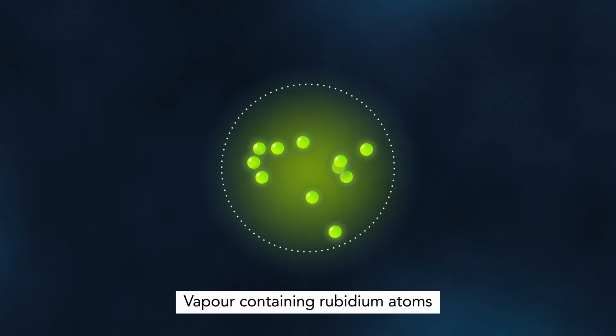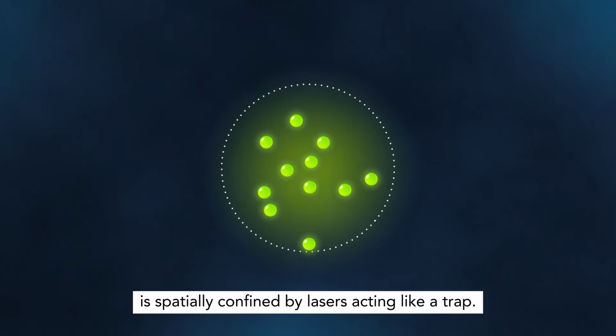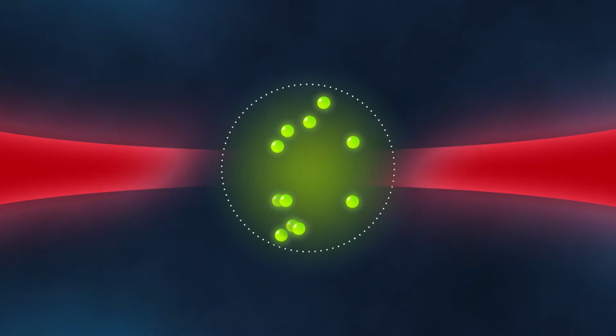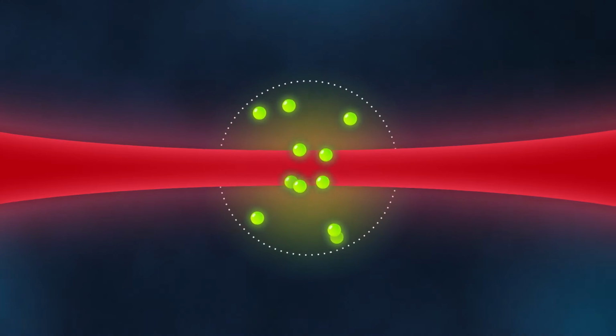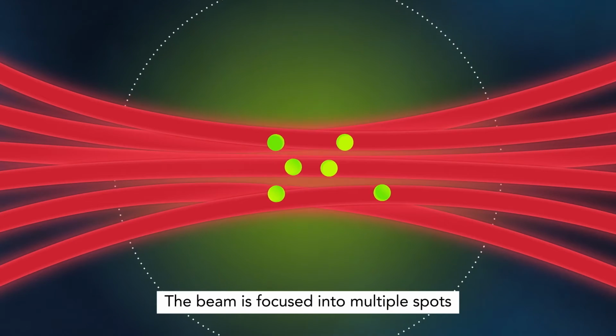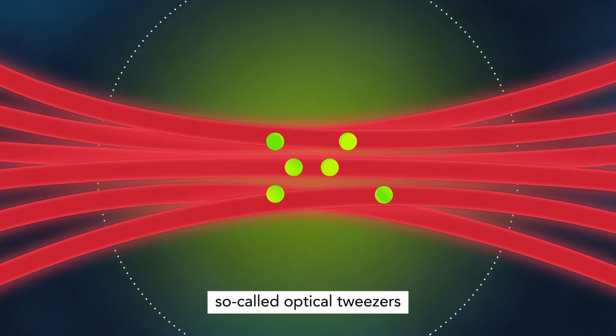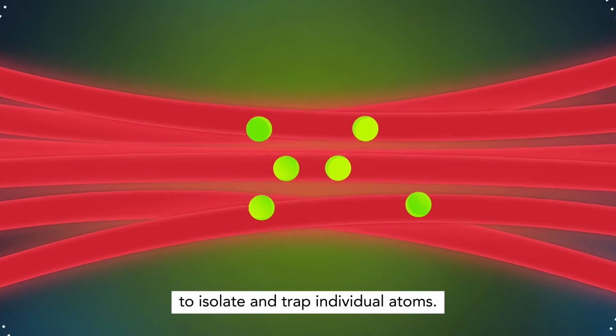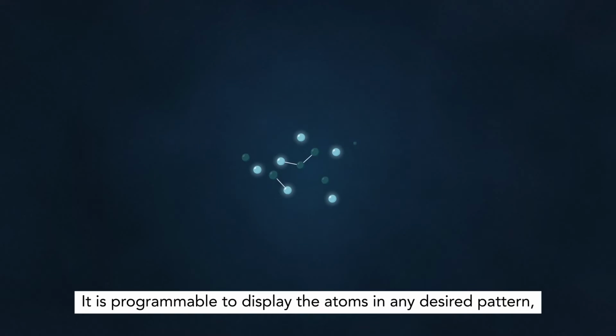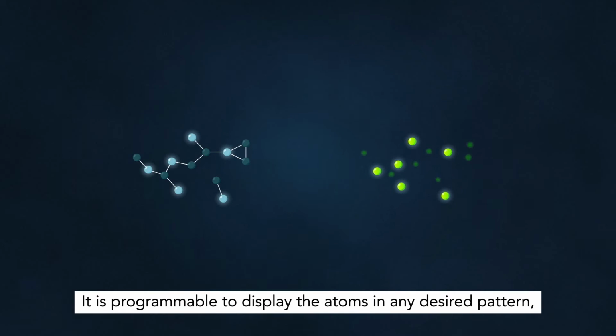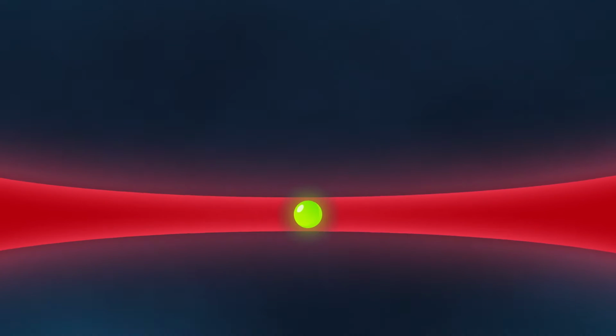Vapor containing rubidium atoms is spatially confined by lasers acting like a trap. Another laser beam is shone on the trap. The beam is focused into multiple spots, so-called optical tweezers, to isolate and trap individual atoms. It's programmable to display the atoms in any desired pattern, creating a matrix.